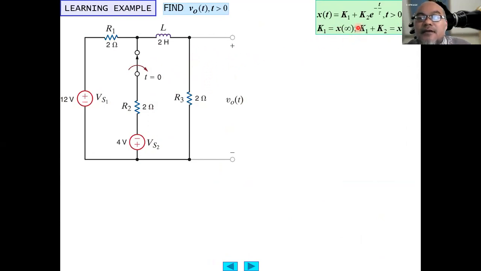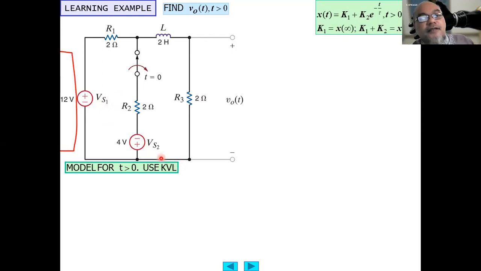Then K1 represents the solution at infinity, and the solution at initial value x(0) equals K1 plus K2. Okay, this is the general standard form. So when t is larger than 0, the switch is turned off, not connecting. At that moment, the inductance here will discharge its current, but there is still a 12-volt source VS1 connected here.